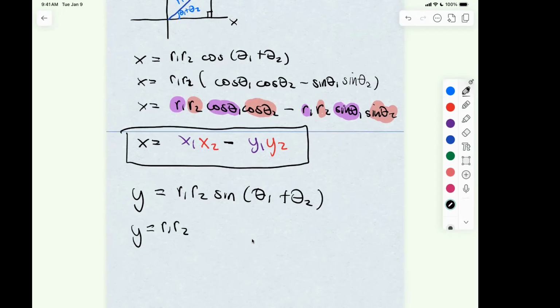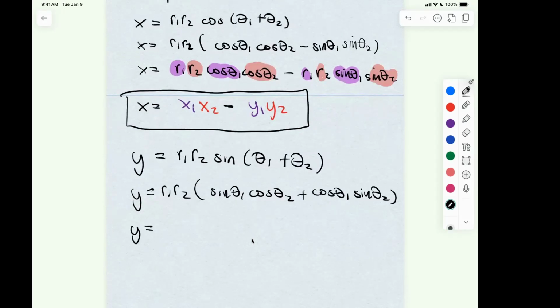So let me just write it down. This is sine of theta1 cosine of theta2 plus cosine of theta1 sine of theta2. Which is why if you put sine of 2 theta, that's how you get 2 sine theta cosine theta. That's where it comes from. And so this gives you R1 R2 sine of theta1 cosine of theta2, plus R1 R2 cosine of theta1 sine of theta2.